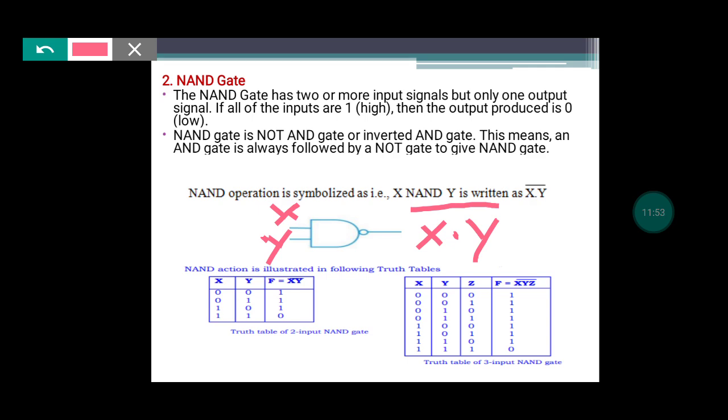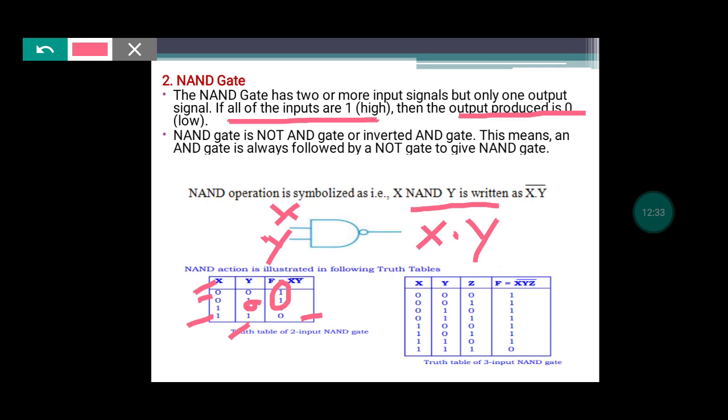Okay. Now see the truth table for this two input NAND gate. What is the behavior? If all the inputs are high, then the output produced is 0. See here, when all the inputs are high, in the last row, here X is high, that is 1, Y is also high, that is 1. So what is the output there? This time the output is 0. Now in the first row, both inputs are low, that is 0. In the second, one of the inputs is 0. In the third, one of the inputs is 0. That time what is the output? The output is 1, that is high.